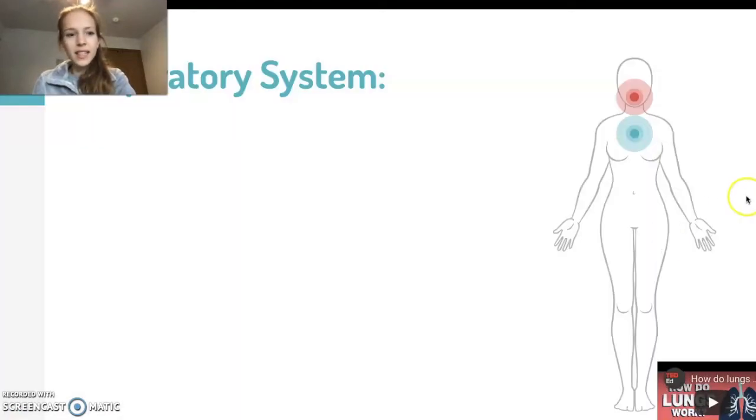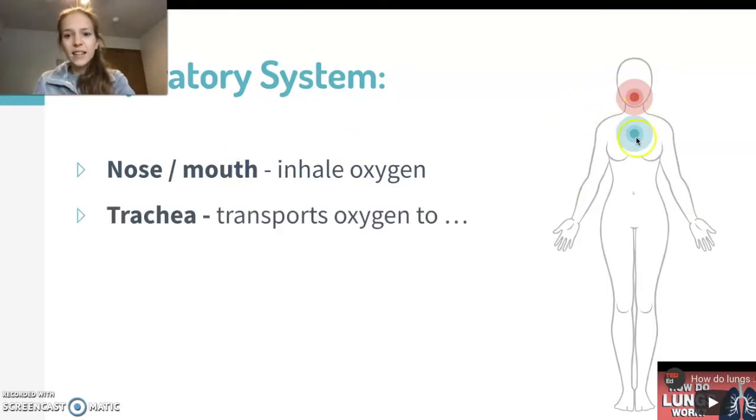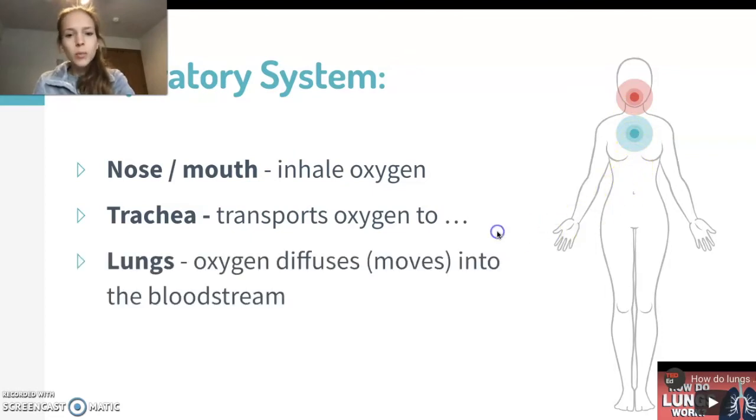So let's take a look at this system, the respiratory system, which is going to help us accomplish that goal. So the nose and mouth are used to inhale oxygen. The trachea is this tube that transports oxygen to our lungs. And in the lungs, oxygen diffuses or moves into the bloodstream.